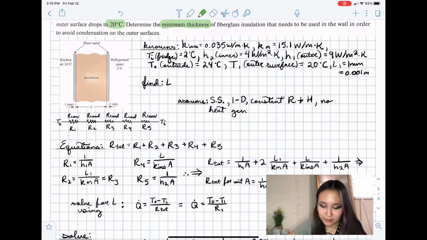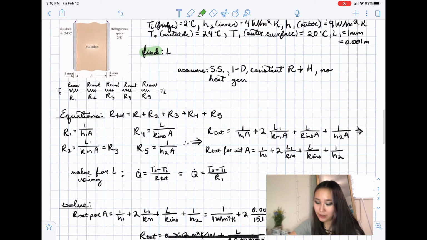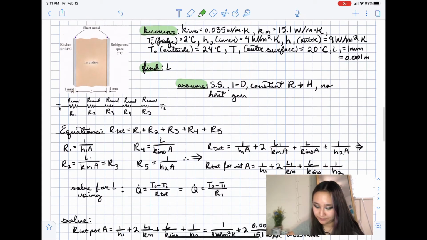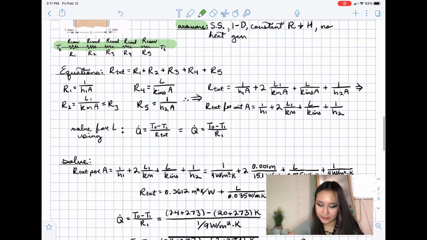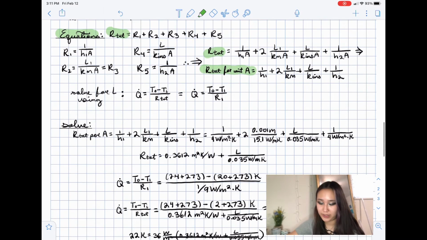So I used the picture provided, and then I wrote down all of the knowns it gave us, and we're finding thickness, which is L. So I assumed steady state, 1D, constant K and h, and no heat generation. So then I drew out this little diagram of all the resistances and wrote down some equations. So total resistance, each of the individual resistances, and then I did R total as well as R total for unit area, since we know that's going to be part of the equation.